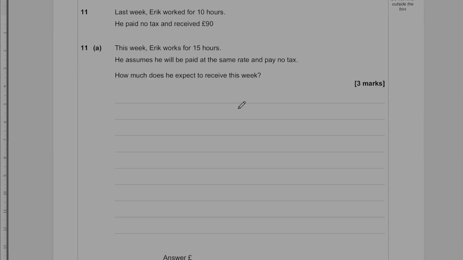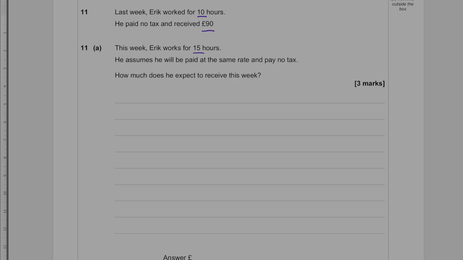Okay, question 11. Last week, Eric worked for 10 hours. He paid no tax and received £90. This week, Eric works for 15 hours. He assumes he will be paid at the same rate and pay no tax. Work out how much he expects to receive this week. So if he's worked for 10 hours and received £90, we want his pay for 15 hours, assuming no tax.